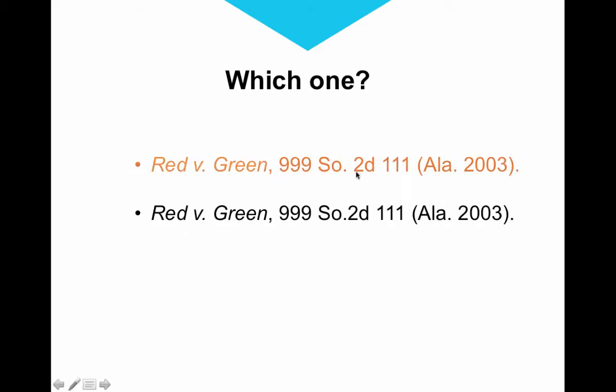This is the correct answer because there needs to be a space. This is the Southern Reporter 2nd edition, and there should be a space between So. and 2d. Again, Rule 6.1 is going to be your best friend.